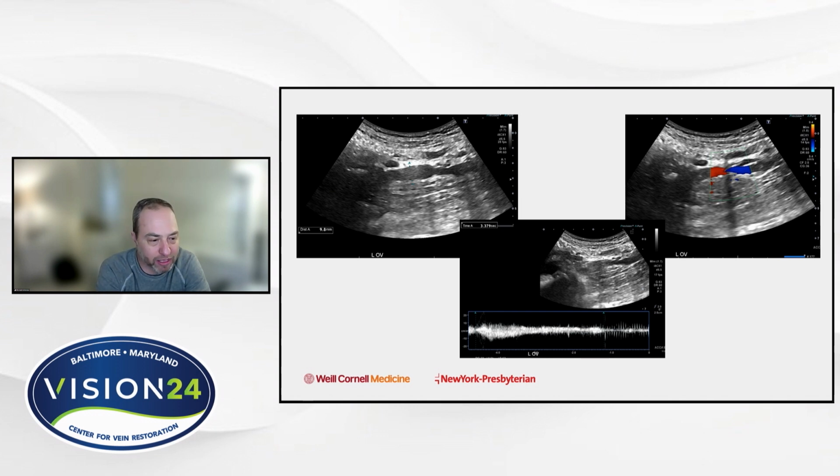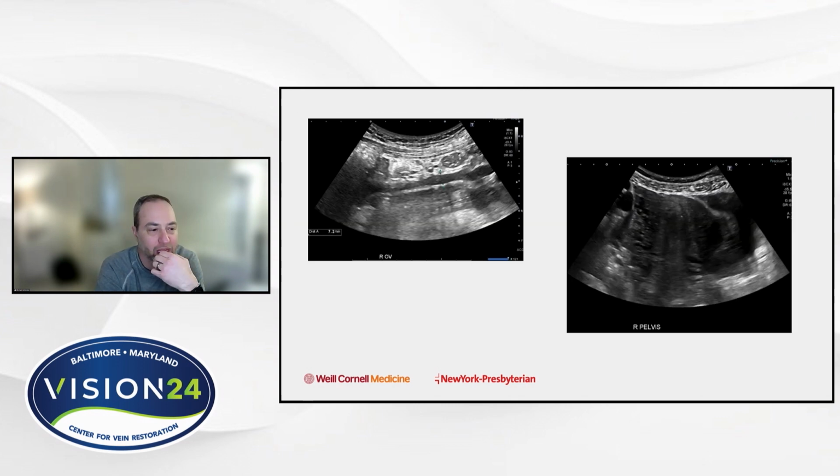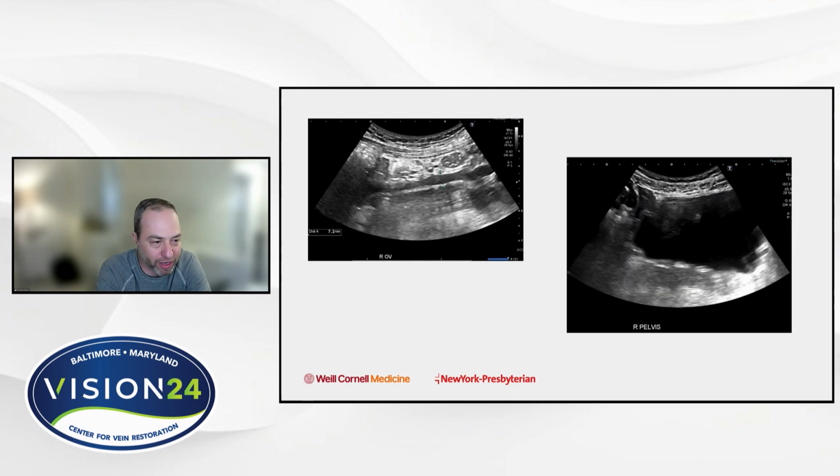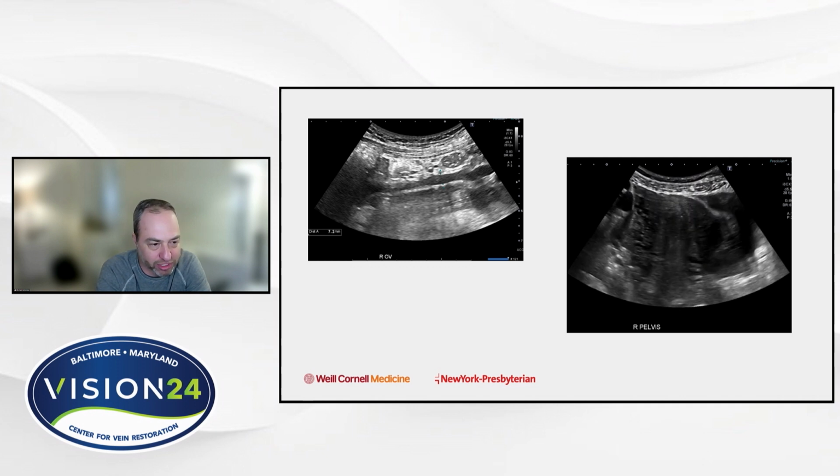If we then look at the left ovarian vein, you can see the left ovarian vein is huge, 9.8 millimeters in diameter. Here's some great flow in both color and spectral, and you can see retrograde flow in that left ovarian vein. Beautiful image right there of the valve with valvular incompetence. Next slide.